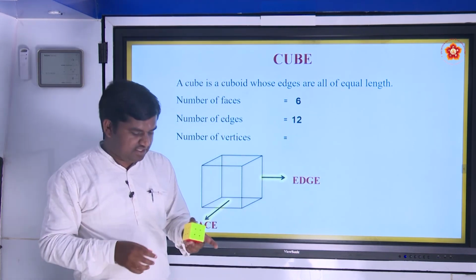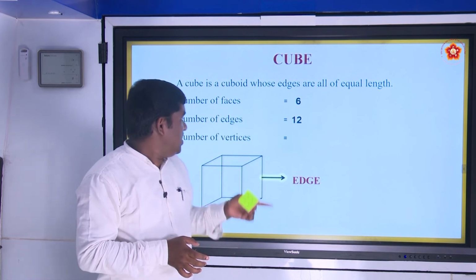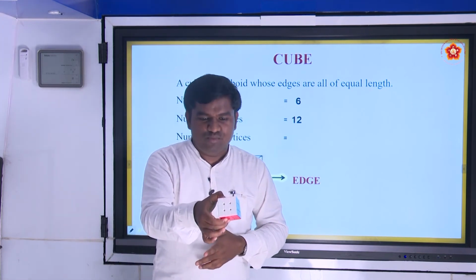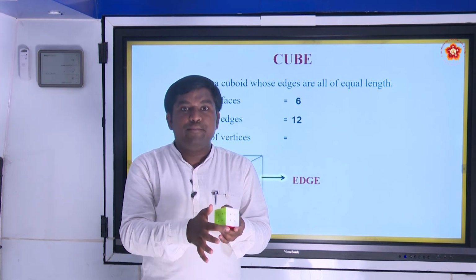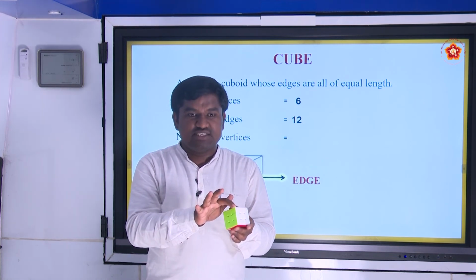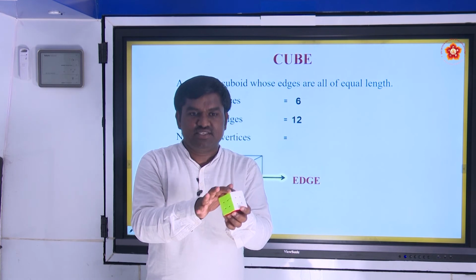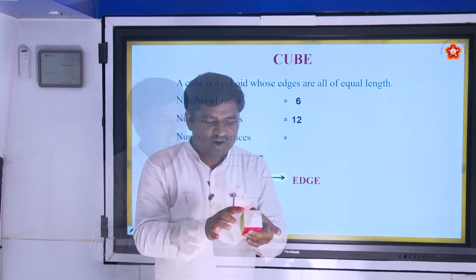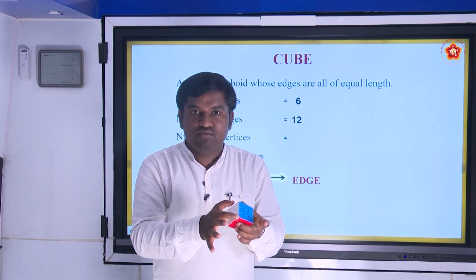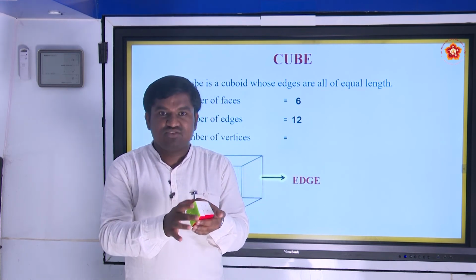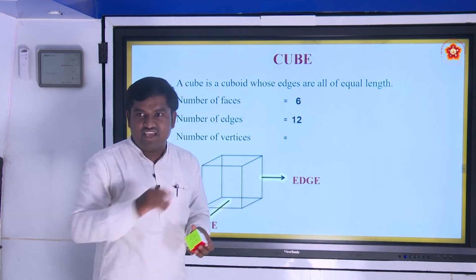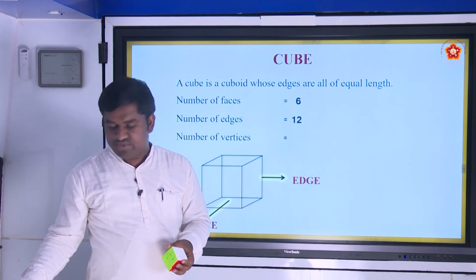Yes, we will count how many vertices are there in a cube. See, a vertex means three edges meeting at a point. This is called a vertex. See, how many vertices are there? 1, 2, 3, 4, 5, 6, 7, 8. Total 8 vertices are there in a cube.